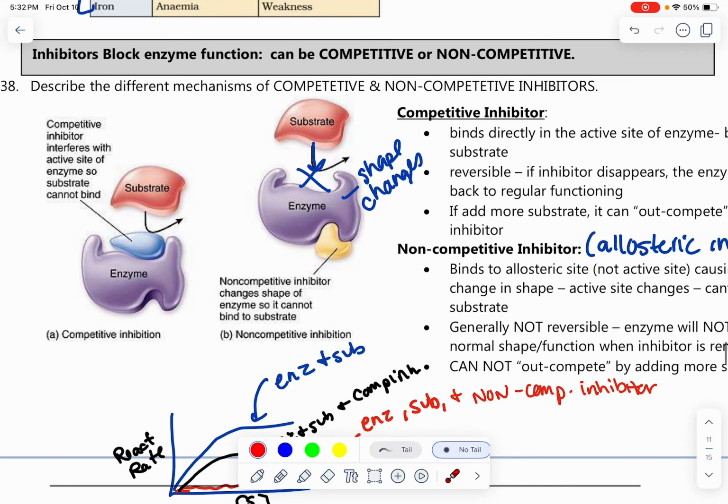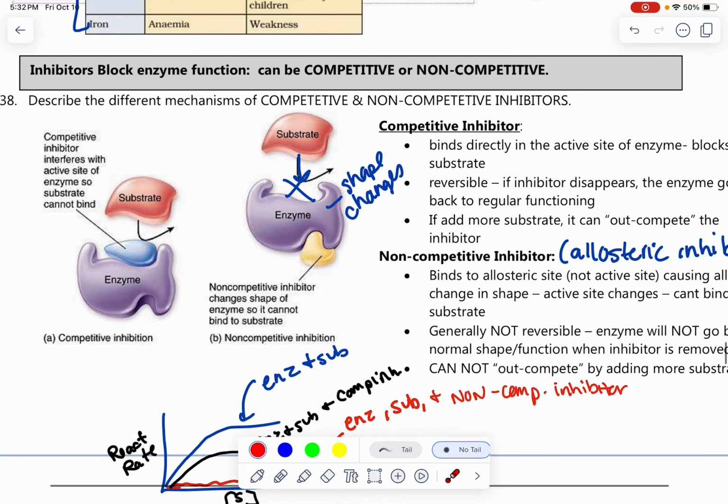Going then back to inhibitors, I told you they can be competitive or non-competitive. So they're both defined here, and there's a picture here. This is a competitive inhibitor. Here's my enzyme in purple. A competitive inhibitor just binds right in the active site and blocks the substrate. I say it takes the parking spot of the substrate.